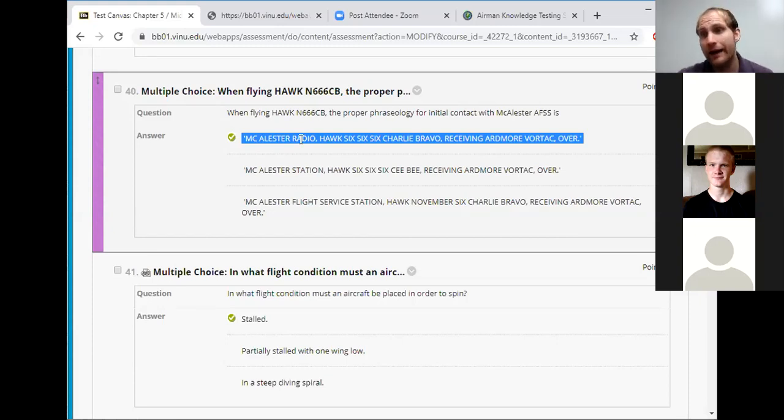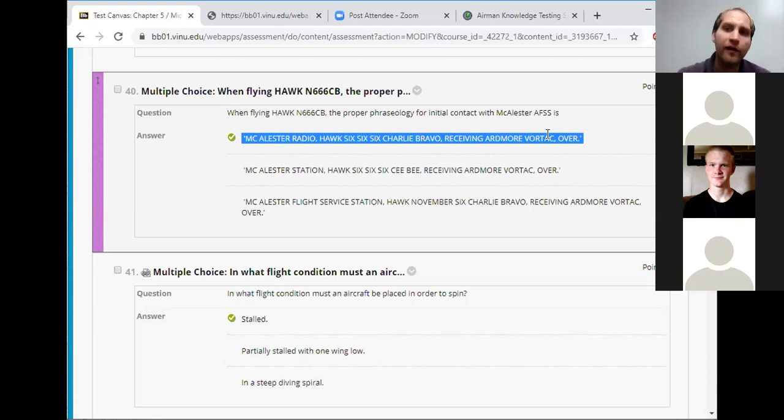In the real world nowadays, you can say radio, you can say McAllister Radio, you can say McAllister Flight Service Station, flight service, whatever you call them, they'll probably respond and answer to you. But to pass the written exam, the more correct answer is that it's called McAllister Radio. And then you, as the pilot, are saying your tail number, which is Hawk 666 Charlie Bravo, probably a Skyhawk. And then you are receiving over the Ardmore Vortac.